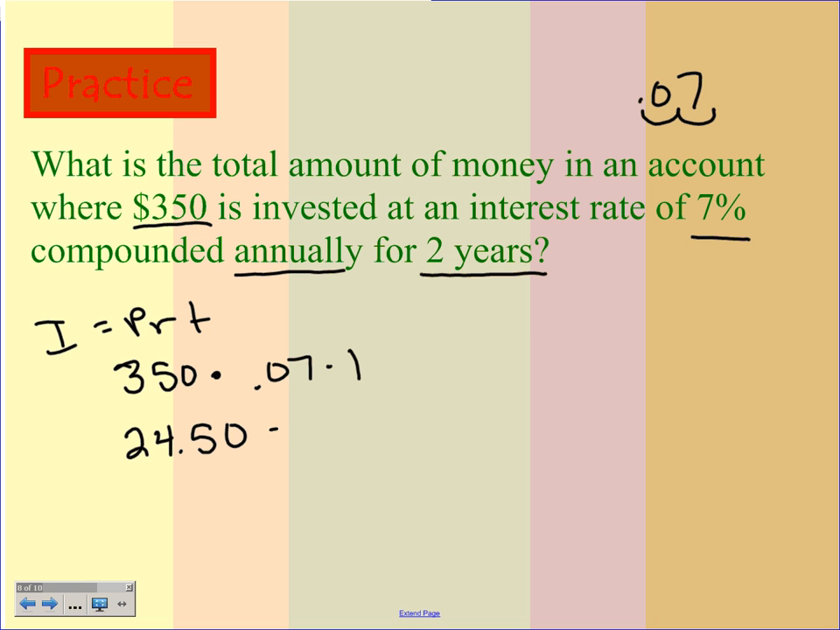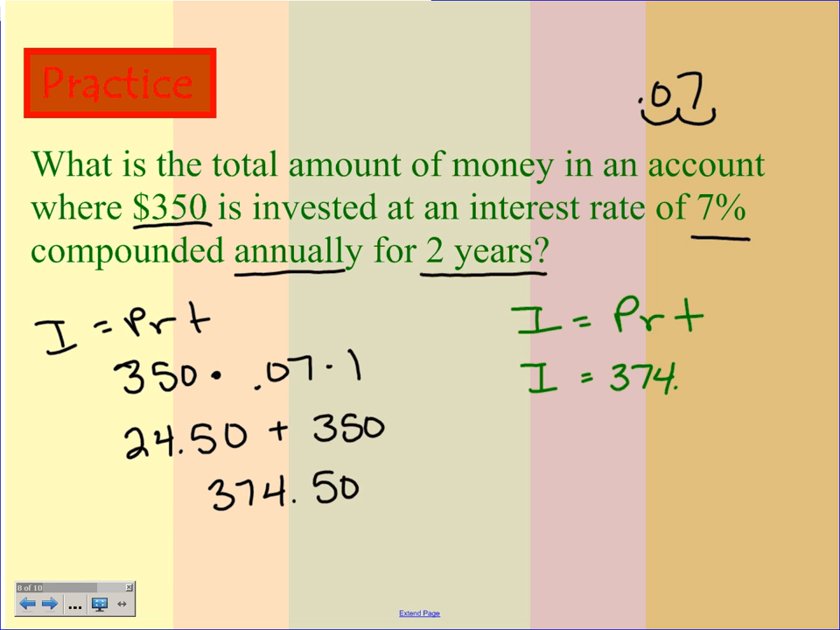We're going to add that to our original principal. So our new principal is $374.50. So we do the problem again. Interest equals the principal times the rate times the time. Our principal is now the $374.50 times our 7/100 times our 1 year of the second year.